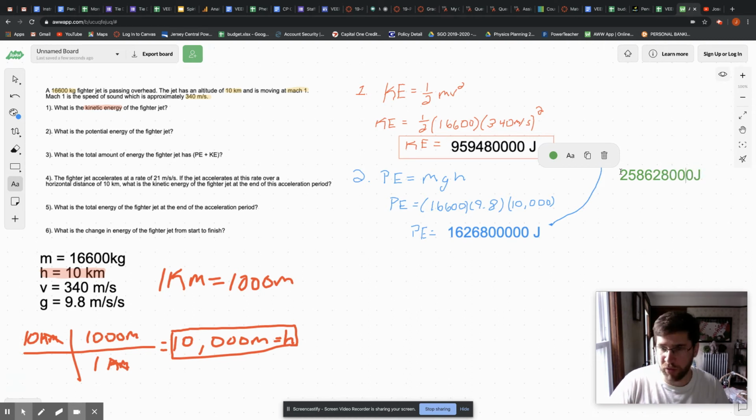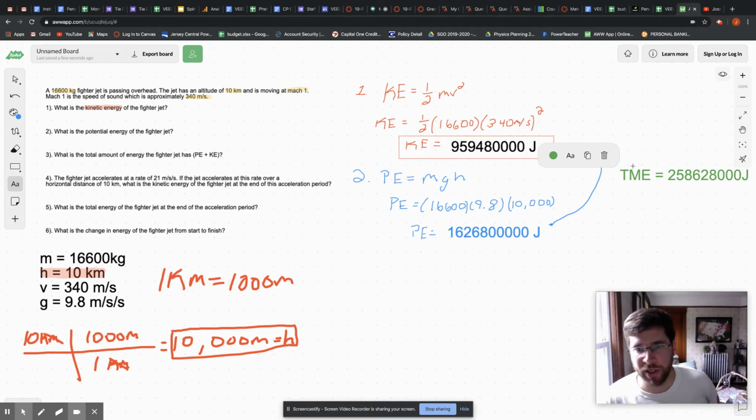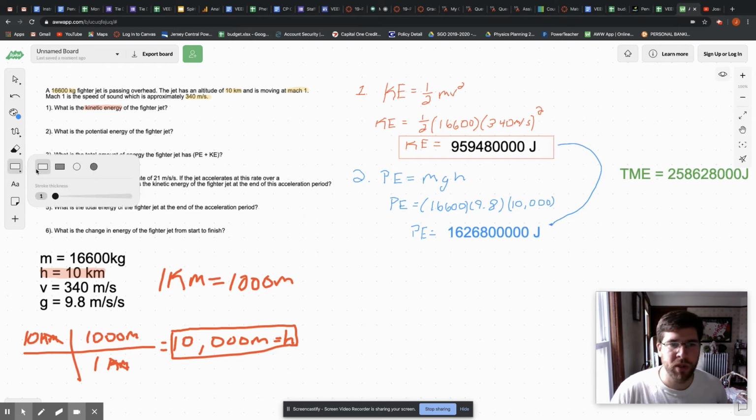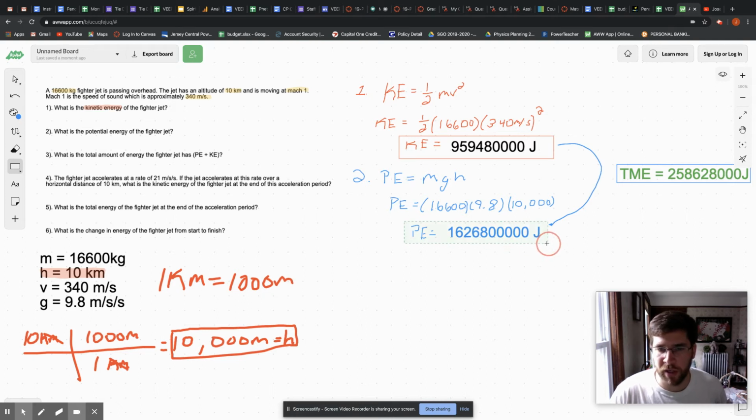That's my total energy. Now, we're often going to refer to this as the total mechanical energy. We haven't really talked about that too much yet, but that's what we call the sum of the kinetic energy and the potential energy. We refer to that as total mechanical energy, okay? That's going to be important for some of the things that we're doing later on in this unit.